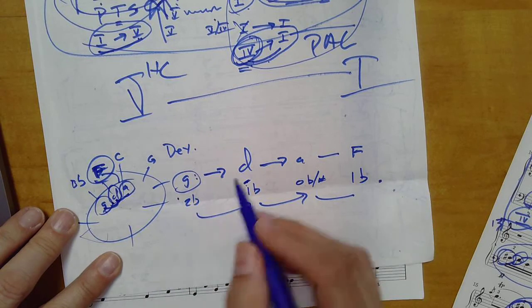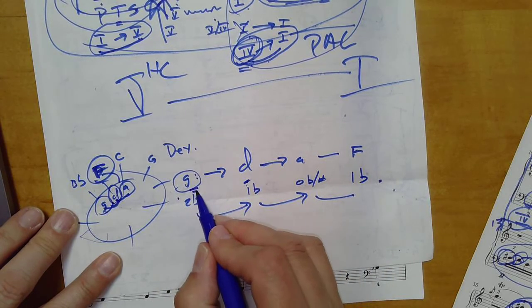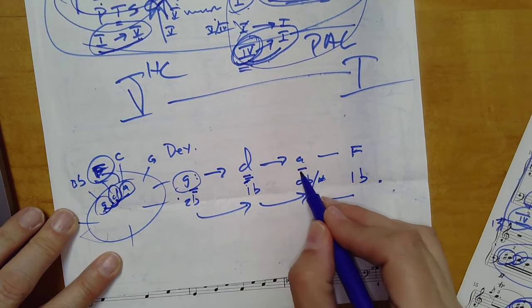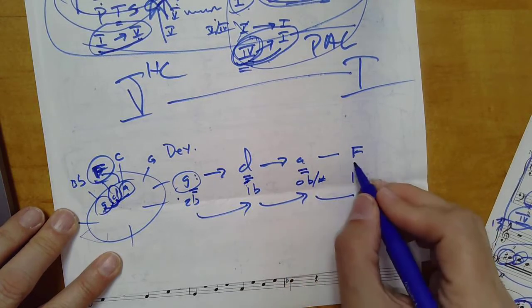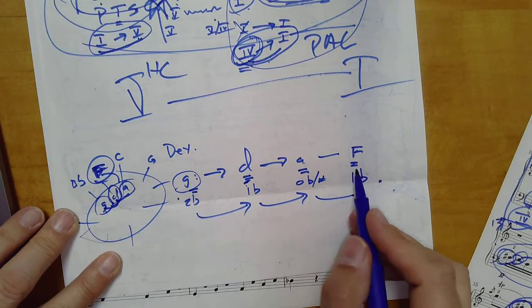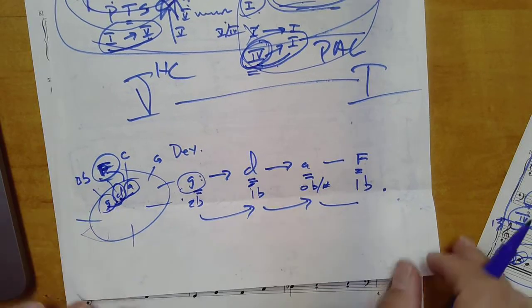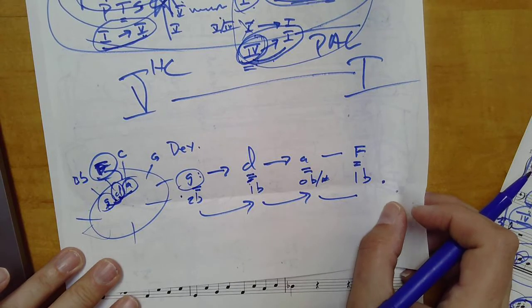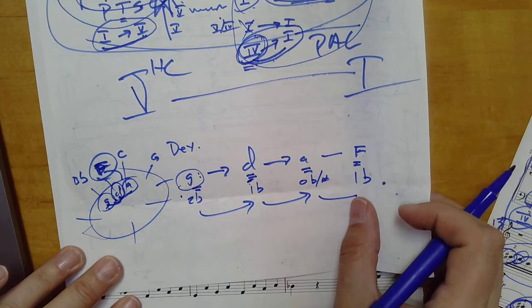So you will analyze part of this in G minor, you'll analyze some of it in D minor, you'll analyze some of it in A minor, and at the end, you analyze the last thing in F major. That's your assignment. We will go over this in class on Monday, but give it your best shot.